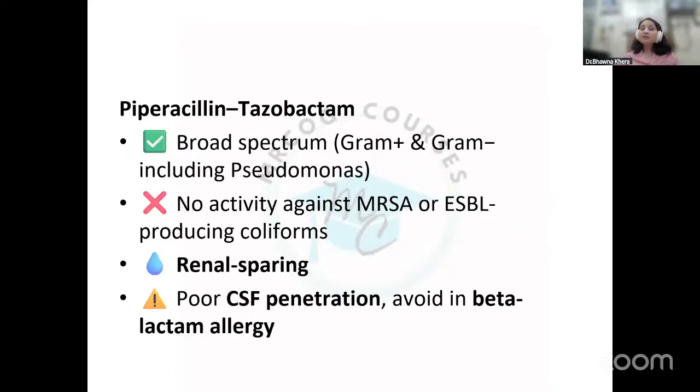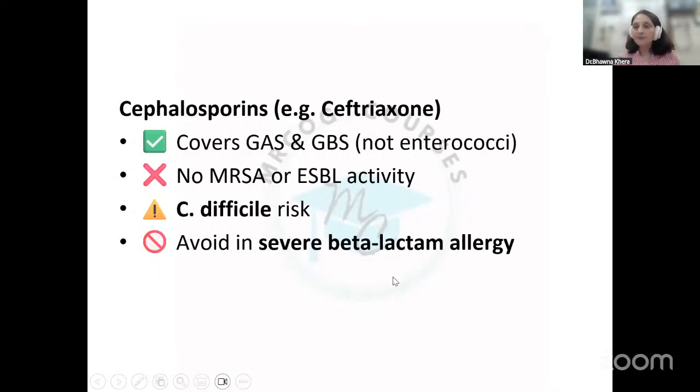Piperacillin-tazobactam is broad spectrum, gram-positive and gram-negative, including Pseudomonas. No activity against MRSA or ESBL-producing coliforms. Renal sparing, which is very important, but it has poor CSF penetration. And importantly, if the patient is allergic to penicillin, then do not use this drug. It is avoided in beta-lactam allergy.